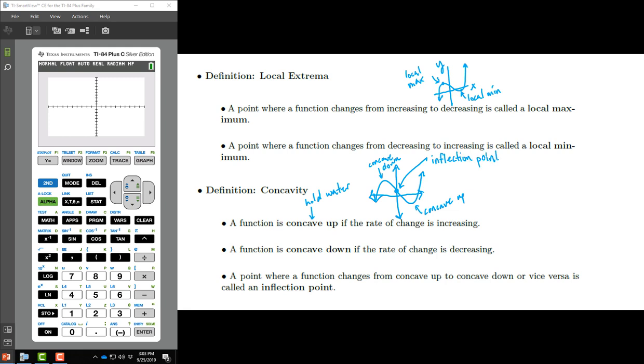Okay. And it's worth noting that all of these concepts that we're looking at here, local max, local min, inflection points, concave up, concave down, these are all calculus concepts that you will study quite a bit when you get into calculus. For now, we're just going to familiarize ourselves with the terms and use technology to help us find them.